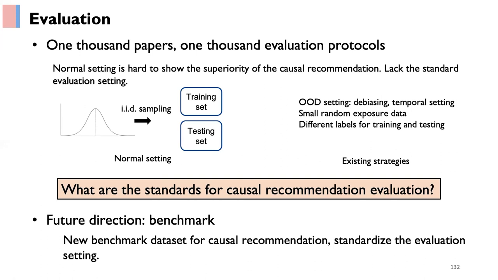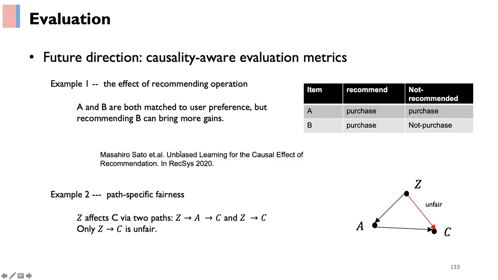That is to say, are there any rules for an evaluation protocol? For example, if an evaluation doesn't obey this rule, then it is not suitable. Regarding these directions, actually, we don't have a clear answer about such rules. But we think there are two important things for building such rules or such standards. The first one is building benchmark datasets. And another one is the design of causality-aware evaluation metrics.